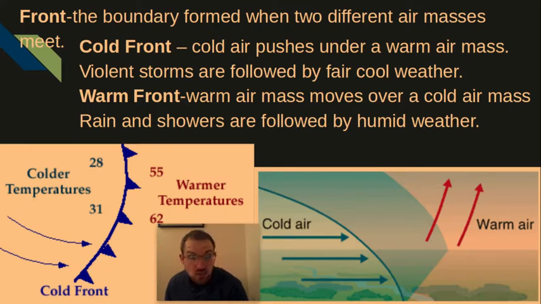Maybe they look like icicles to you. However you want to remember that, that's fine. But that symbol on a weather map right over there is showing that the cold front is moving from left to right. How do you know it's moving in that direction? It's because those icicle-looking things, or those triangles, are pointing in that direction.